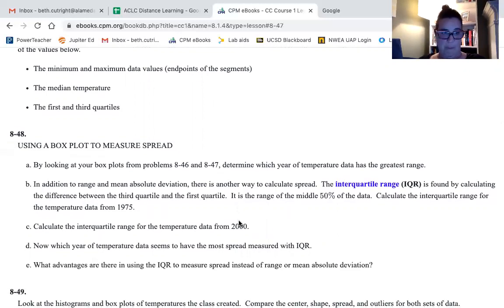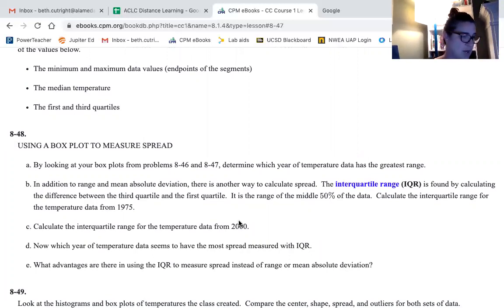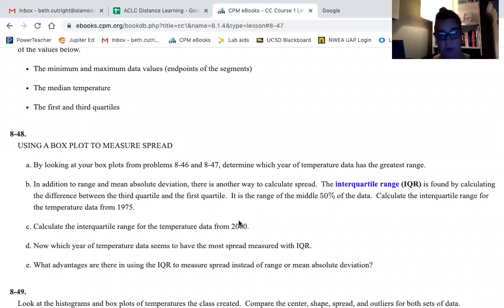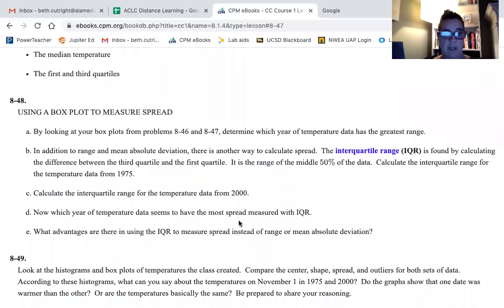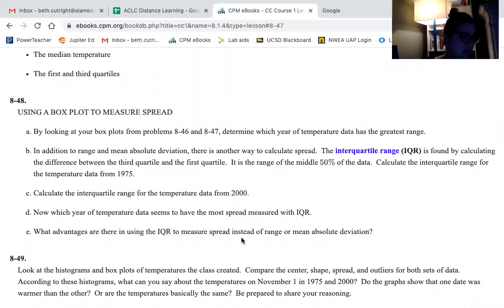It's pretty cool. Now, which year of temperature data seems to have the most spread measured with the IQR? They're calling the interquartile range the IQR. So one of them is going to be a teeny bit bigger than the other one. And what advantages are there in using the interquartile range to measure spread instead of range or mean absolute deviation? So the range has that outlier. That's the big reason you don't want to use the range. You can answer that in your own words.